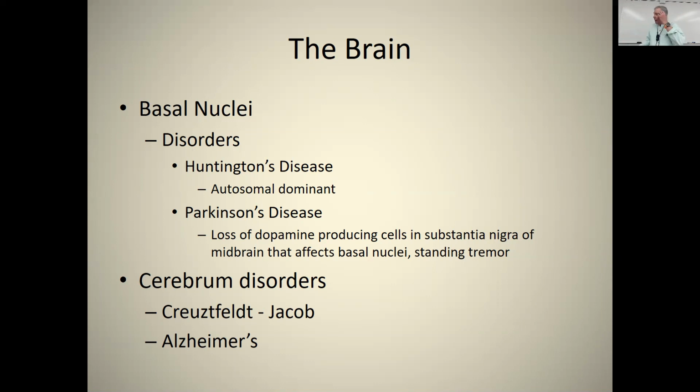So a person with Parkinson's disease has what's called standing tremor. They can't stand still. They start jerking all over the place. Their muscles are moving when they don't want them to move. And this is because, as I said, one of the major functions of the basal nuclei is to inhibit muscles. That's what they do. So the reason I can stand here and not move a muscle is because the basal nuclei are inhibiting them.